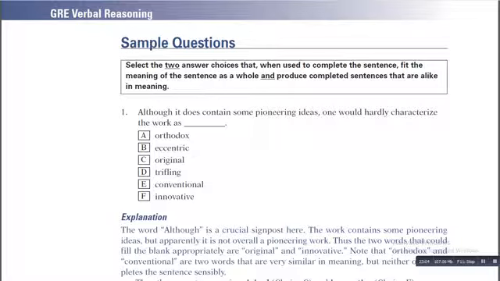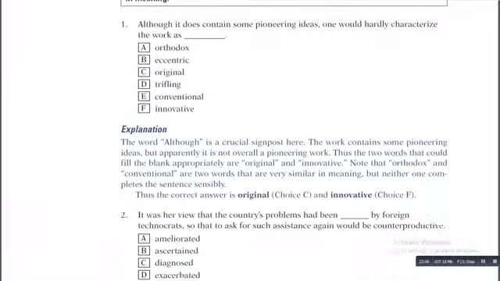Now, one would hardly characterize his work as original, real or innovative. So those are the two options that are correct. Everywhere that "hardly" is, I think, old, eccentric, traffic, all those things conventional to use like old. So it's more like the same thing as final, but we are looking for the opposite. So original and innovative. So you need to be very careful. You need to be very, very careful.